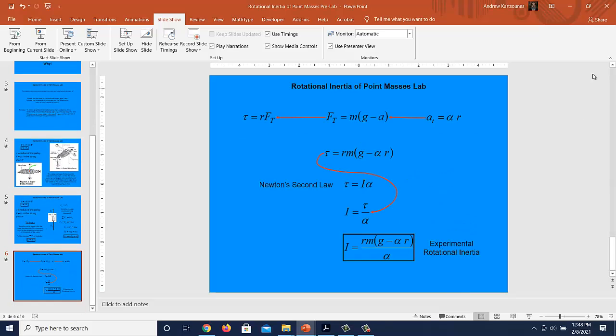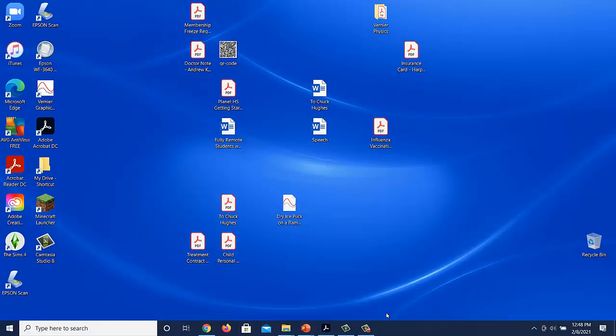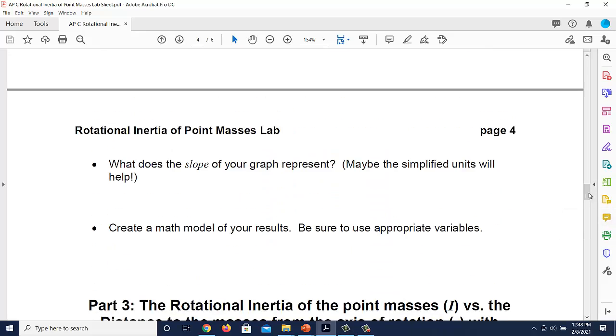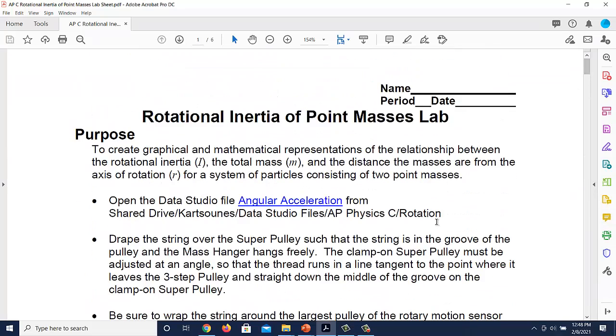Speaking of which, I want to talk about the lab sheet a little bit. Okay, so if we go back to the beginning here, you should have a lab sheet just like this, I hope. Here's our purpose.